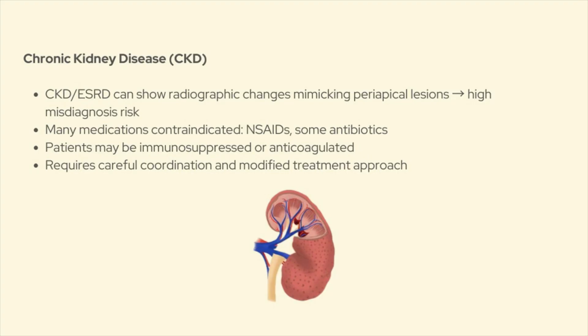Finally, chronic kidney disease. CKD and end-stage renal disease can produce radiographic changes that look like periapical lesions, so misdiagnosis is common. These patients often cannot take NSAIDs or certain antibiotics, and many are on immunosuppressants or anticoagulants, which complicates treatment.